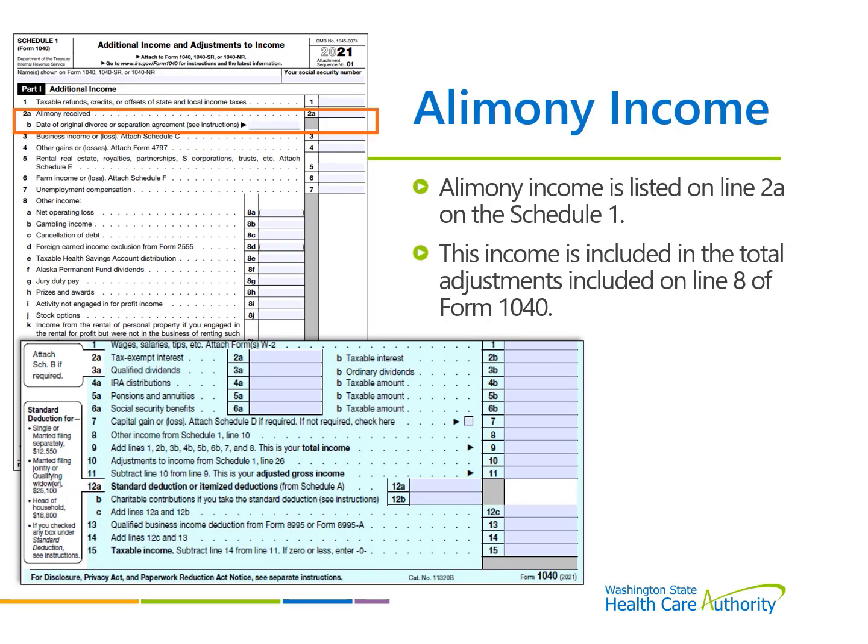Alimony income is listed on line 2A of the IRS Schedule 1 form. This amount is included in the total amount on line 8 of IRS 1040 form.